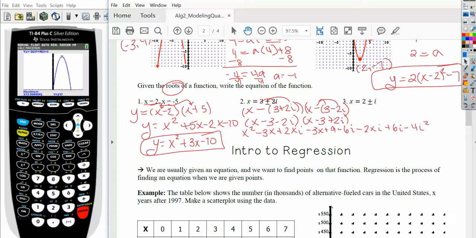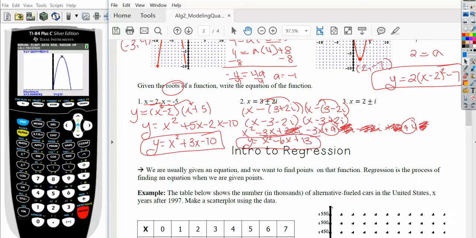All right, so let's see what I can cancel out. So I have positive 2xi with negative 2xi. I have negative 6i with positive 6i. And I know i squared means the same thing as negative 1, so I cross it out and change that sign. Now I can add them up. So I have y equals x squared minus 6x, because negative 3x and negative 3x make negative 6x. And then I have 9 and 4, which make 13.